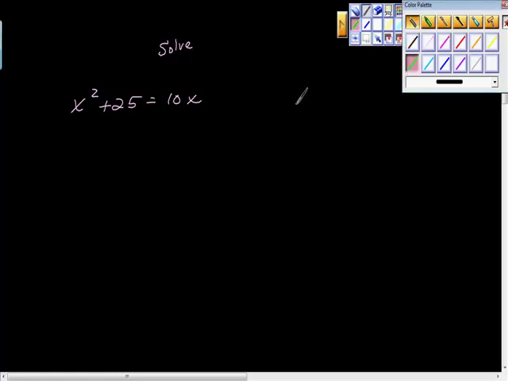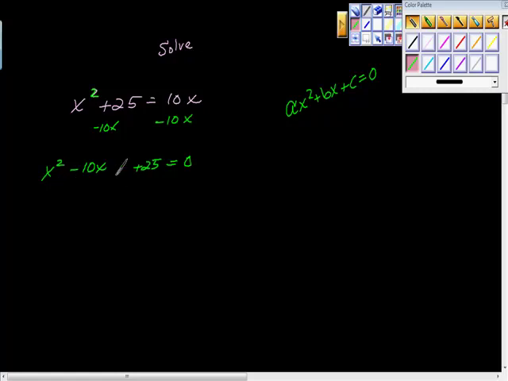First thing I'm going to remind you of is that when this is the highest exponent of a variable, then usually we want to put it in the form ax squared plus bx plus c is equal to 0, and start solving from there. So the first thing I'm going to do is add negative 10x to both sides. So here's our x squared. This positive 25 is this one over here. I'm going to add the negative 10x on this side also, and that negative 10x goes in between. It just makes it easier for me to see.